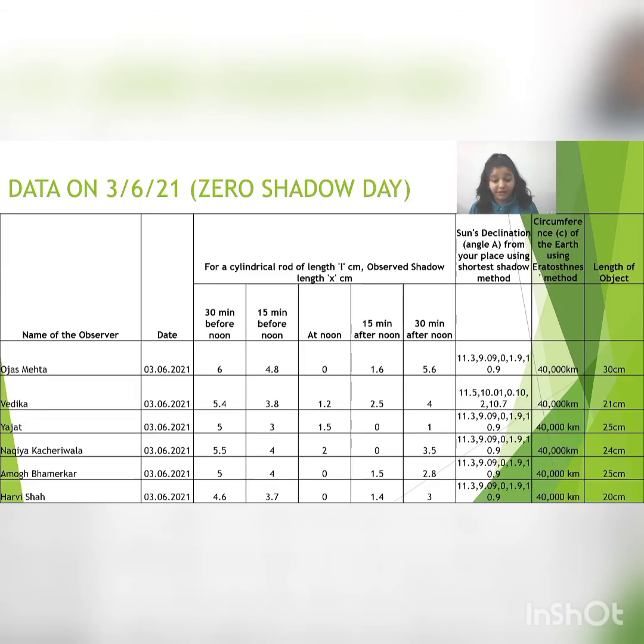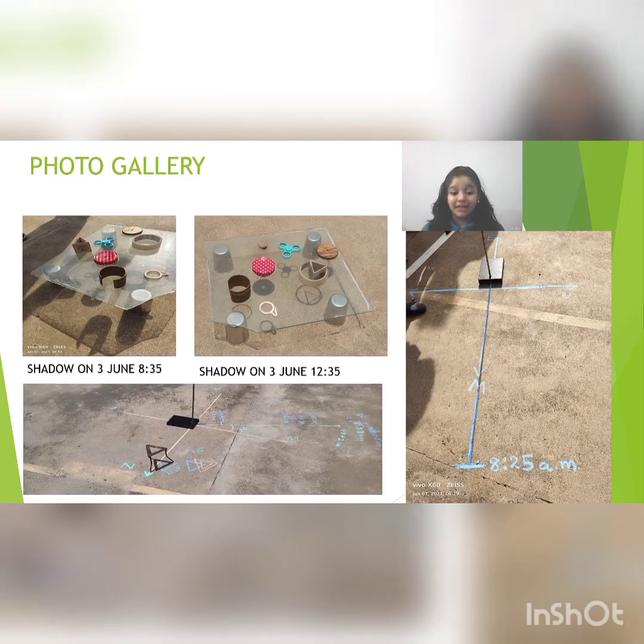We have tabulated the observations taken by some of the students of our school on the Zero Shadow Day, that is 3rd June. These are some pictures of the experiment we performed on 3rd June, including our setup and our readings at different timings.